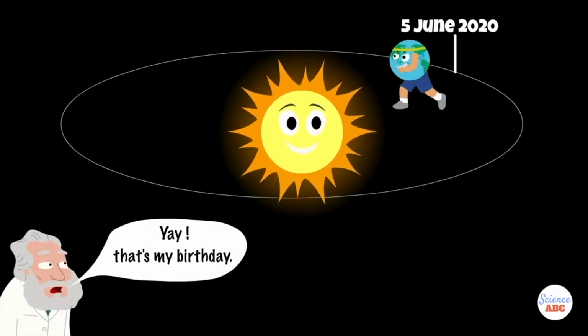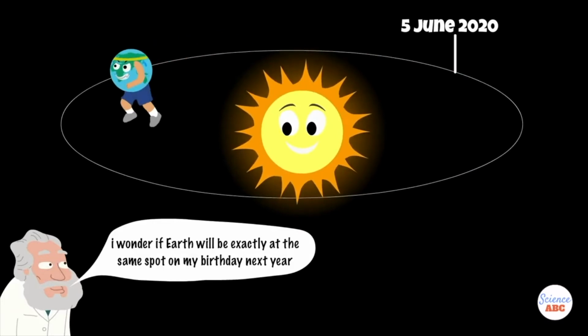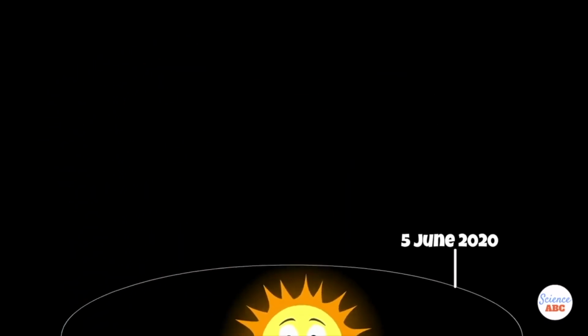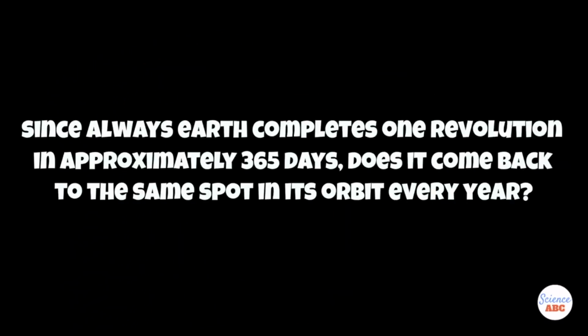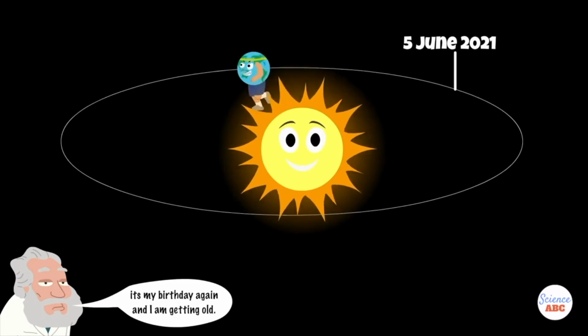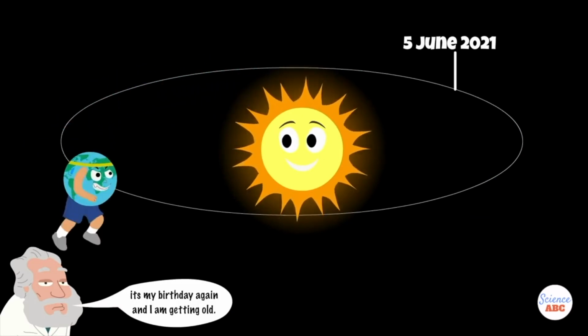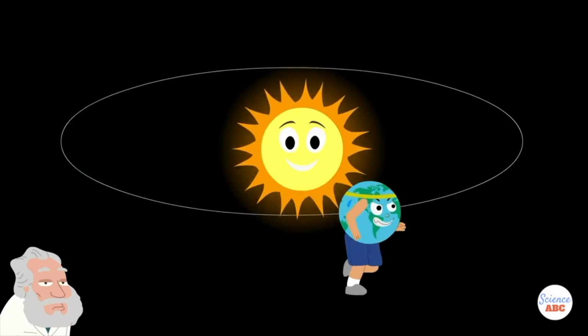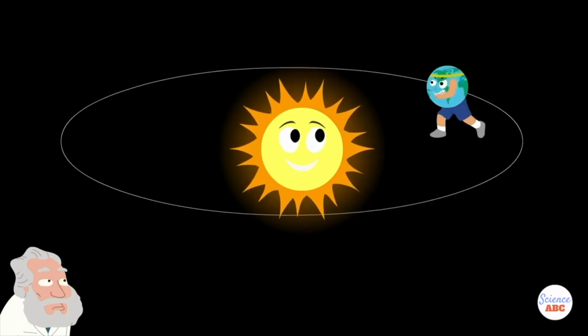So, does that mean Earth is at exactly the same spot in its orbit every year on your birthday? Well, since it takes the same amount of time every year to complete one revolution around the sun, it's only fair to assume that on your birthday, Earth will be in exactly the same spot every year. We've actually answered that question in another video that you can watch by clicking on the I button at the top right corner of the screen.